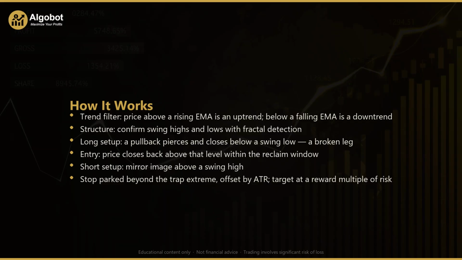Risk management is defined at entry. For a long, the stop is parked below the trap's lowest point, offset by the average true range multiplied by its multiplier, which defaults to 1. The distance from entry down to that stop is the risk, and the take profit is placed at a reward multiple of that risk, 2 times by default, giving a 2-to-1 reward to risk structure. The short side mirrors it, with the stop above the trap high. Only one position is held at a time.